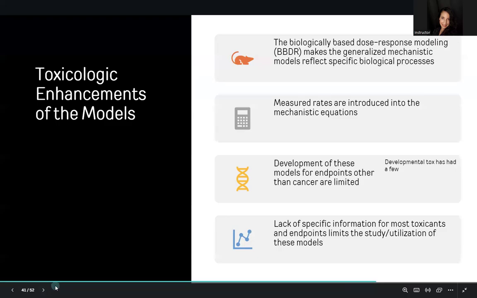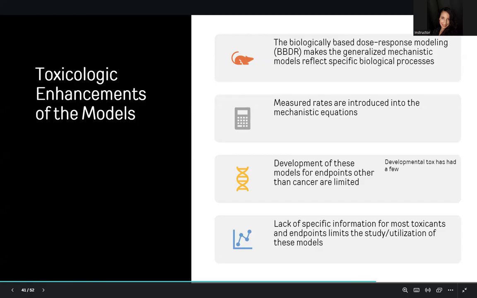Toxicologic enhancements of the models. Three exemplary areas of research that have improved the models used in risk extrapolation are time to tumor information, physiologically based toxicokinetic modeling, and biologically based dose response modeling. The biologically based dose response (BBDR) model is intended to make the generalized mechanistic models discussed in the previous section more clearly reflect the specific biological processes. Measured rates are incorporated into the mechanistic equations to replace default or computer-generated values.